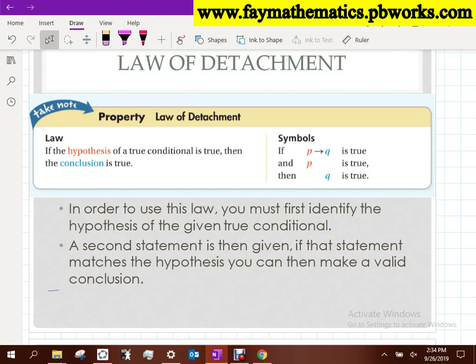And I don't think that the if-then statement here in the law is a great one, but this is how 99.9% of your textbooks are going to present the law of detachment. So I'll let you write it down, but then we'll pull it apart and explain what it means. It says, if the hypothesis of a true conditional is true, then the conclusion is true.